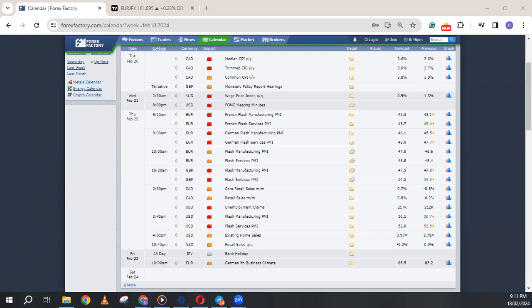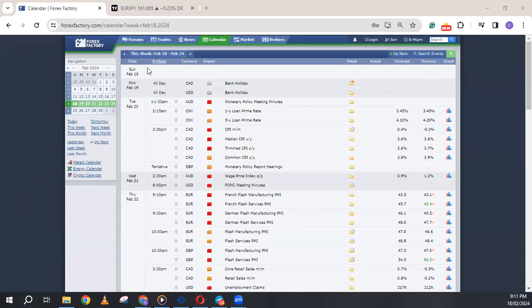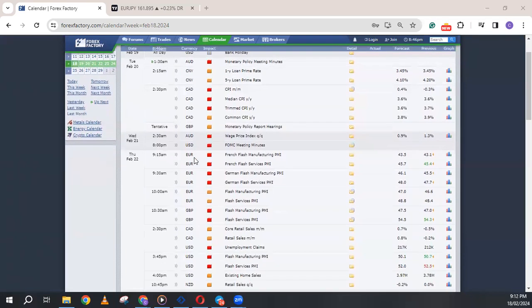So as always, we're going to start off with the economic calendar. And as we can see, Monday, New York session, there's just no economic news on Monday. And the New York session is going to be very, very dull because we have bank holiday.